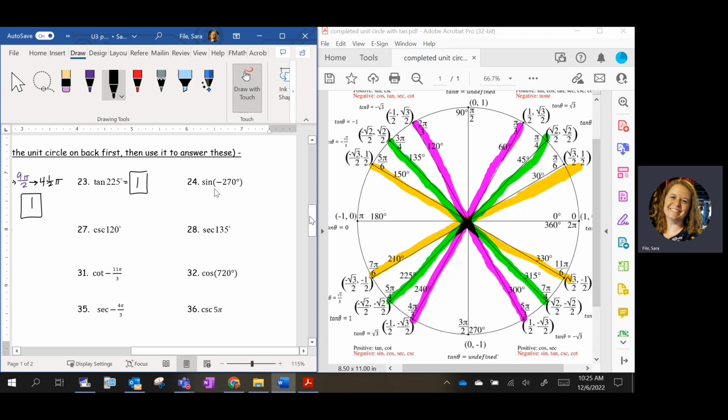Okay, now number 24 wants sine at negative 270. So this is another one where we're going in the negative direction. So if I'm going negative, this would be negative 90, negative 180, negative 270. If you need that visual, you can draw it on here, but you're going this way, 270 degrees in the negative direction. So we're looking here at the top of our unit circle. What is sine there? Also 1.